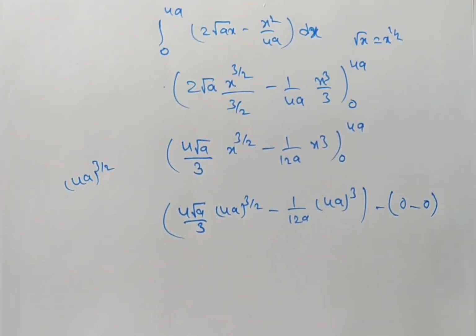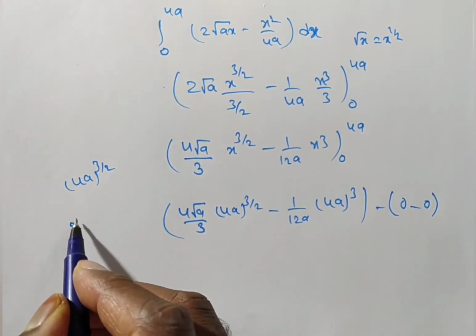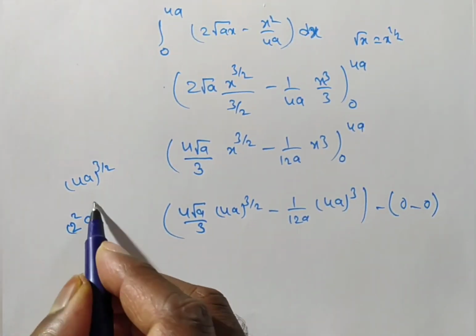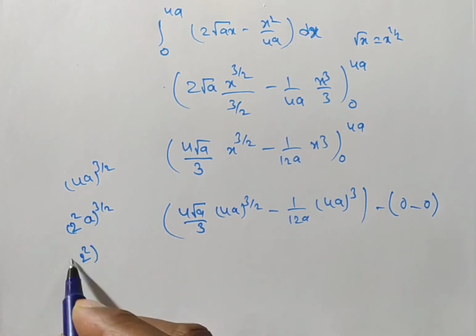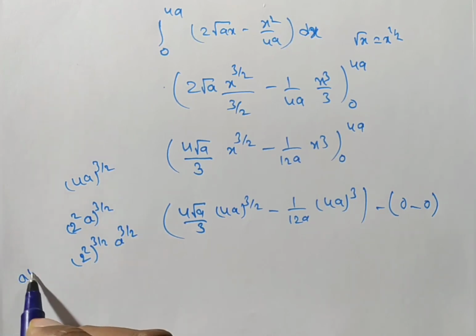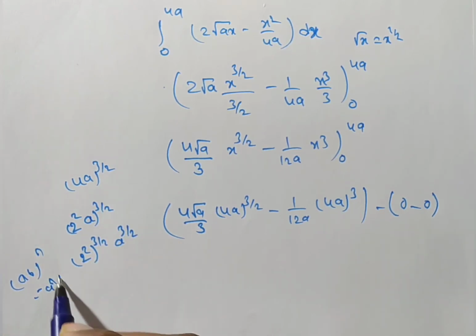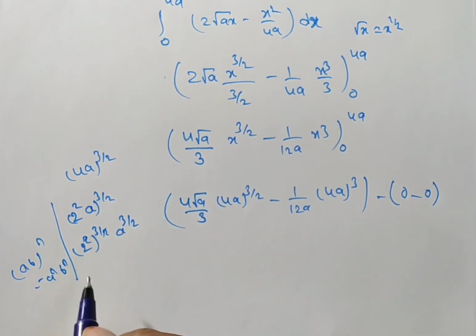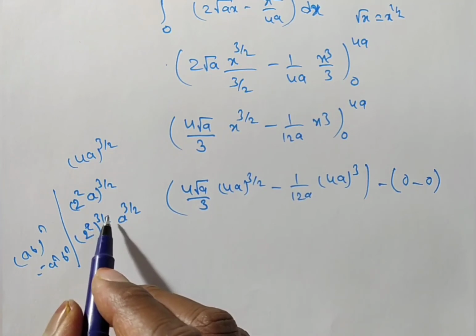Now we have to simplify this. This 4a I can write as 2 square a, whole to the power of 3 by 2. So this is (2 square) whole power 3 by 2, a to the power of 3 by 2, because (ab) whole to the power of n is equal to a power n into b power n. So like that you can split. Now this square and this one get cancelled. Then you will have 2 cube, which is nothing but 8.